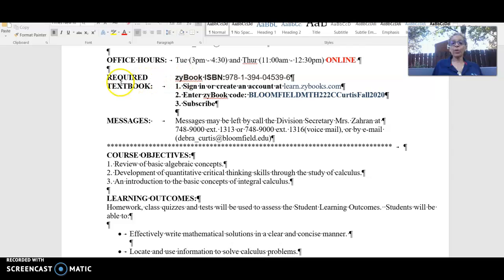All right, very important is the required textbook. It is a zybook. This is the ISBN, so Academos, your bookstore, should have this information. You just sign in. First, you go to learn.zybooks.com, sign in and enter this code, and then you'll be asked to subscribe. There is a cost associated with it, maybe $60, I don't know, but it is a required zybook. It's the book that we'll be using this semester. This is the secretary's information, Miss Saran.